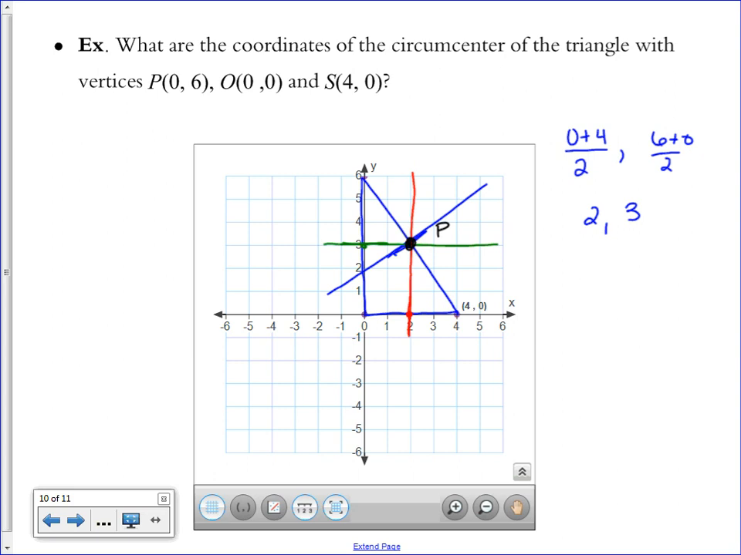And the coordinates of that point of concurrency are (2, 3). It just so happens to be that it's the midpoint of the hypotenuse. So maybe I shouldn't call it P since I already have P on this picture. I'll call that one C. And we'll say that the point C that we're looking for is (2, 3). Or the point of concurrency, the circumcenter, is (2, 3). And that is all.